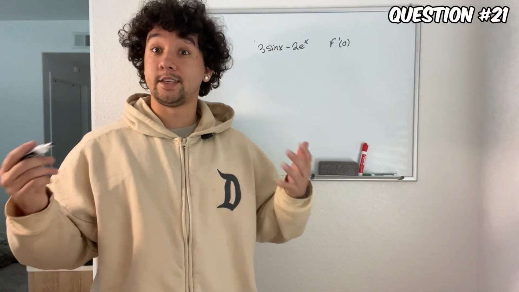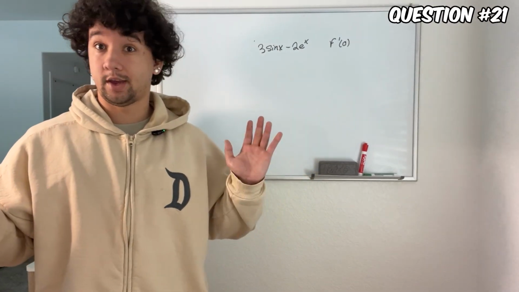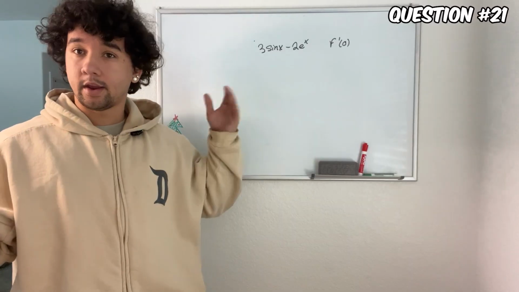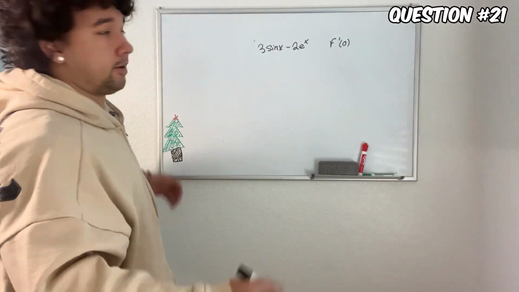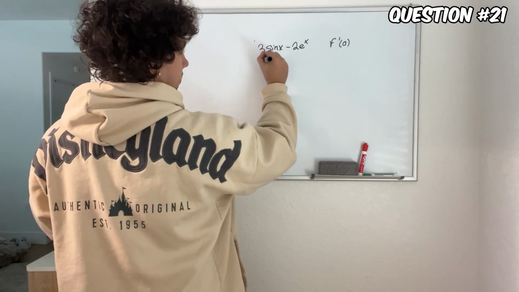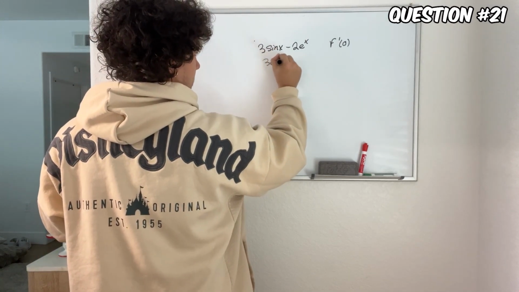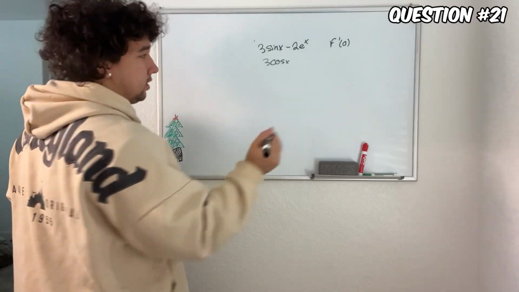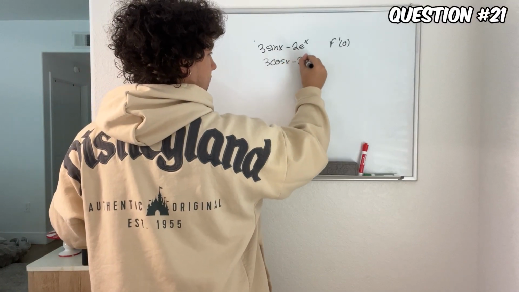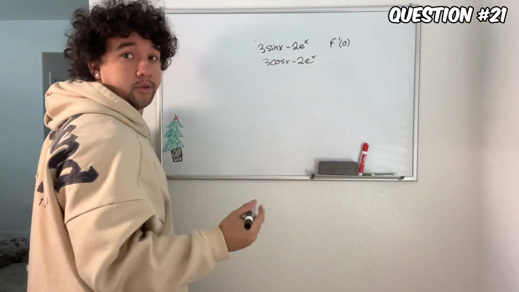This question here actually yelled at me, no calculator allowed. So, okay, fine. When we plug in 0, we first have to take the derivative. Derivative of sine is cosine, so 3 cosine x. Derivative of negative 2 e to the x is just negative 2 e to the x. And we really don't need a calculator here.